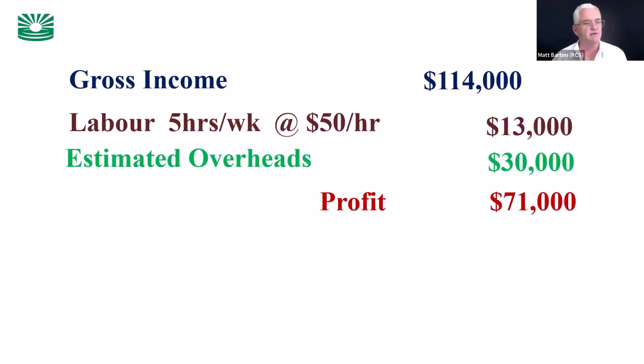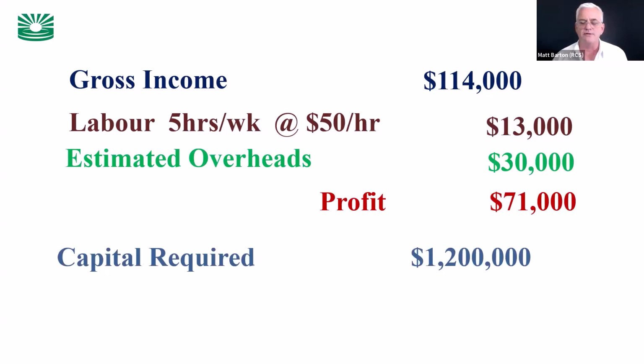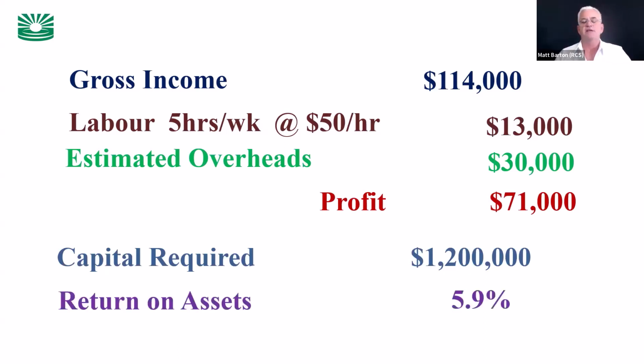Now let's have a look at the return on assets. A total of $1.2 million has been invested. Our return on assets is 5.9%, and a return on assets of 9.5% in agriculture puts you well within the top 20%. And this is at current land prices. So it's how you set up your business, your strategic way of setting up your business, that makes it profitable.